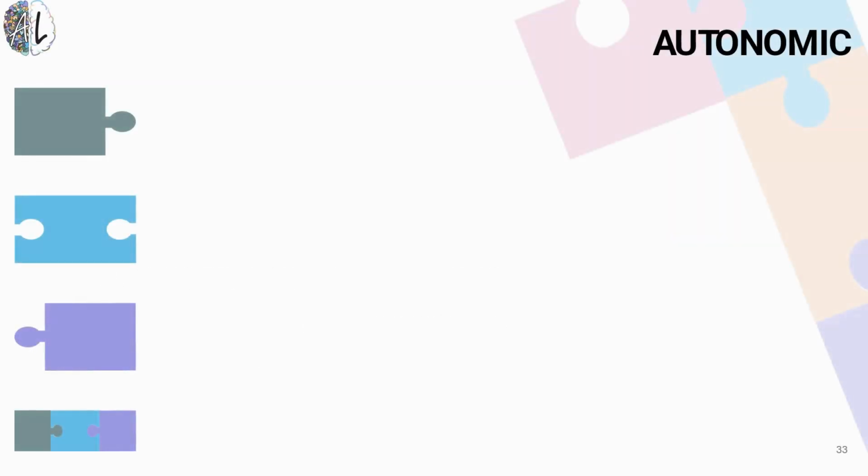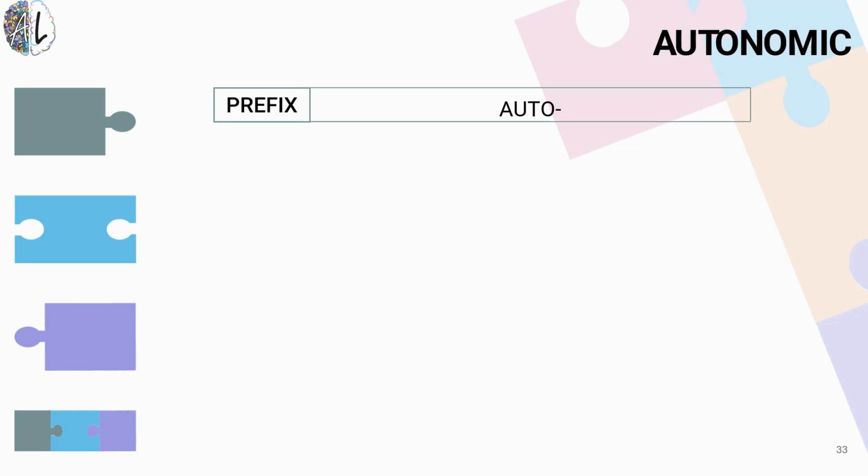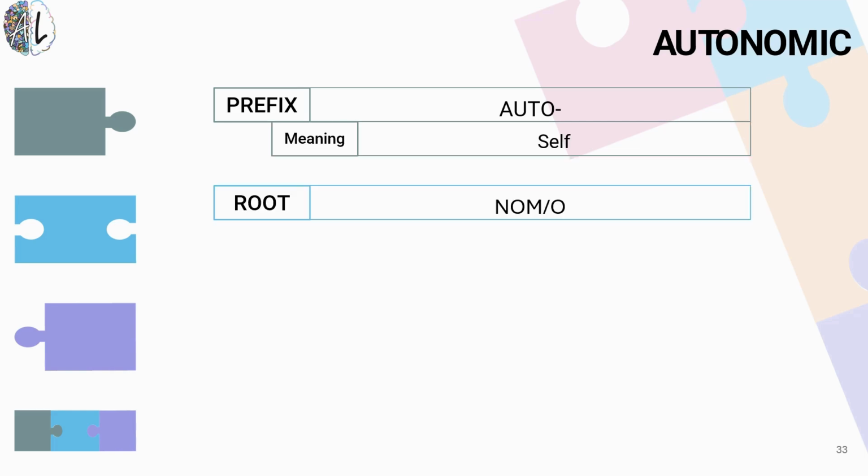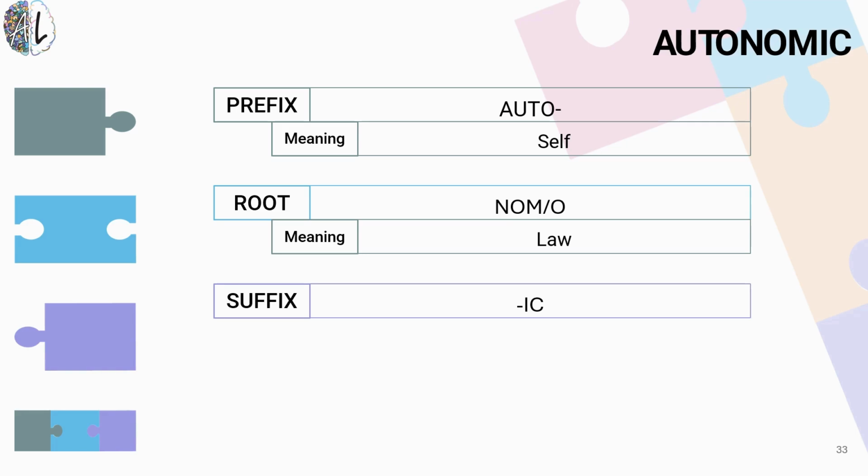Okay, so I did tell you that we were going to break down autonomic. And again, anytime we're breaking down words, hit pause if you need to tell me what the prefixes, roots, suffixes, and definitions are. So hit pause if you need a moment. But let's break this word down. We do have a prefix here. It is auto, which means self. There is a new root term, which is nomo, which refers to the law. And our suffix ic, which means pertaining to.